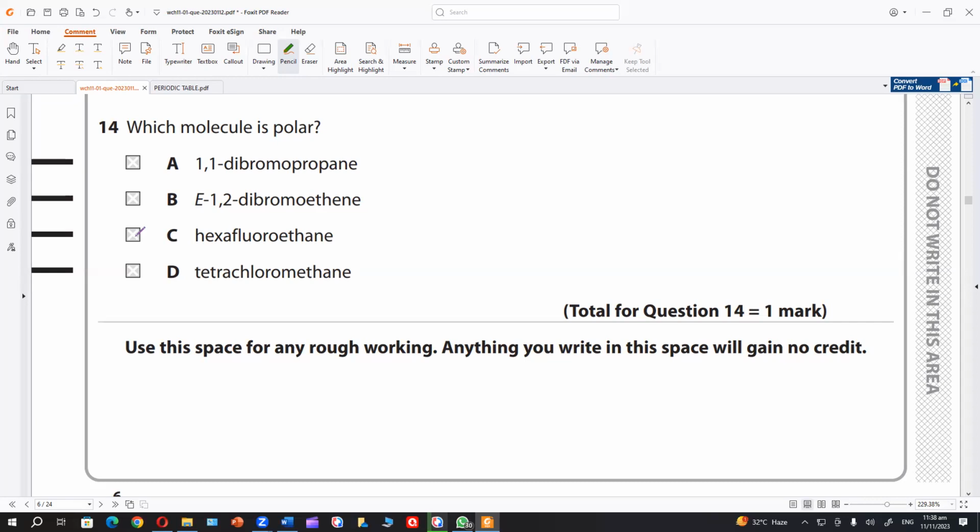Which molecule is polar? Polar molecules are those molecules which have polar bonds and the polarity does not cancel out. Dibromopropane. Propane means how many carbons? 3. 3 carbons. So carbon 1, 2, 3.